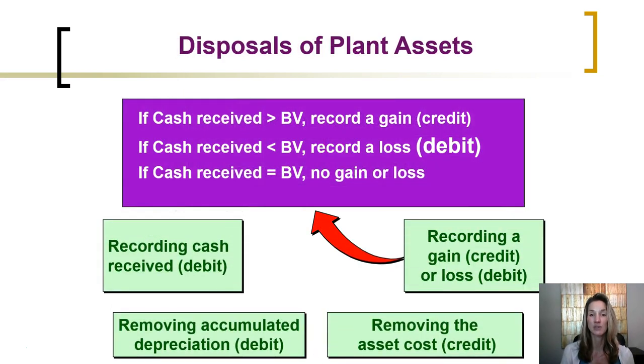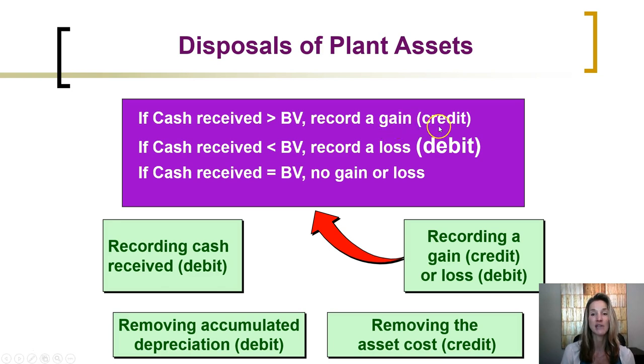If the cash that is received when the asset is disposed exceeds the book value of the asset on the date of disposal, we record a gain. And a gain really means that the company sold the asset for more than what it was worth. A gain is an account that we haven't worked with too much previously, but a gain is really similar to a revenue. The company had a little bit of a profit off of selling this asset.